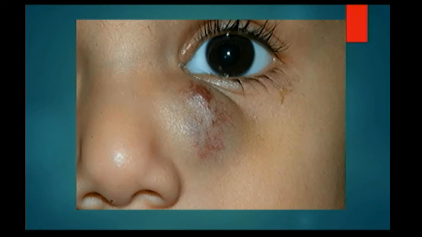Next case. This is the third case. This is a baby, 14 months old, who has had this lesion since birth. If you can mention, first question, the diagnosis. The second question, management. And third question, is treatment indicated for this case?